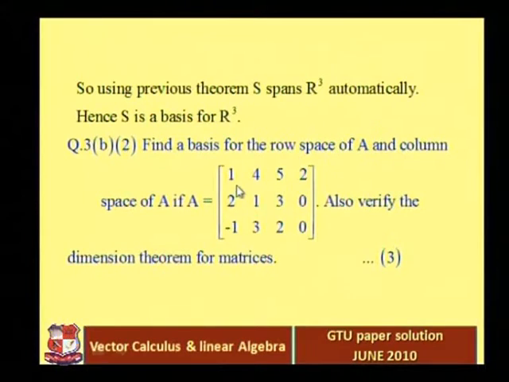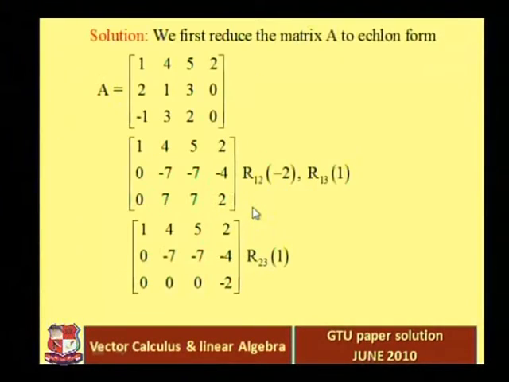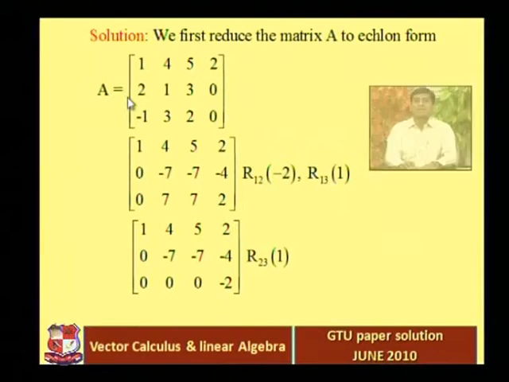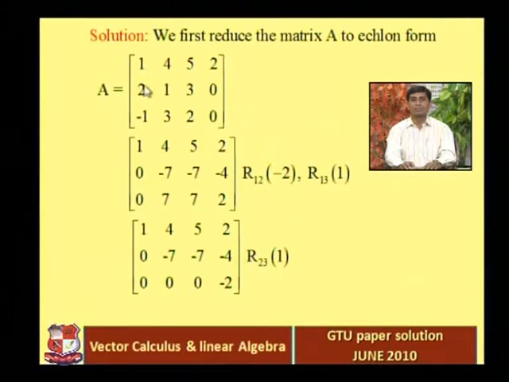Now first of all we have to convert this matrix into row echelon form, right? So that is our first target. We first reduce the matrix A into echelon form. This is our matrix A: 1 4 5 2, 2 1 3 0, minus 1 3 2 0. This is our leading entry, and we want 0 below that leading entry. So we multiply the first row with minus 2 and add into the second row, and we multiply the first row with 1 and add into the third row.